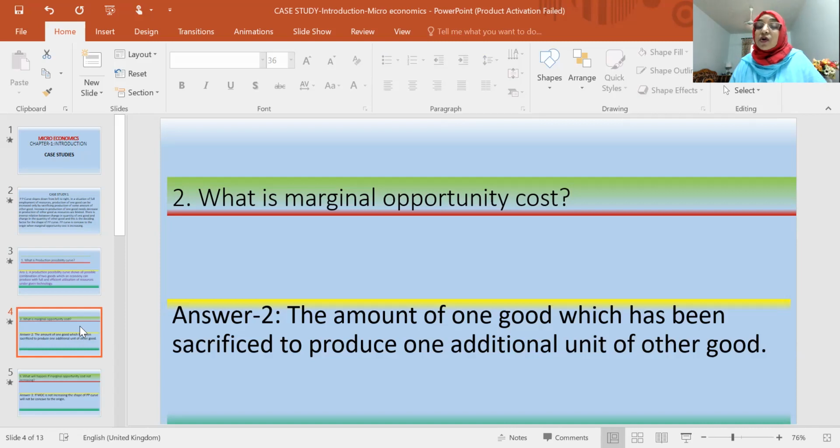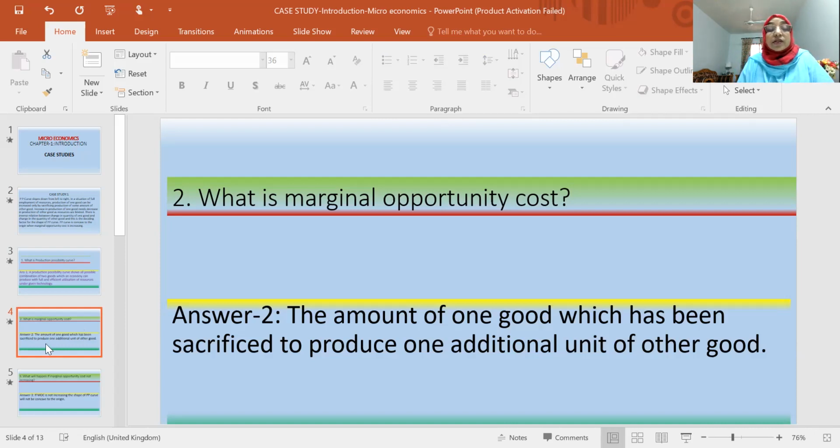is the amount of one good which has been sacrificed to produce one additional unit of another good. If there are two goods, A and B, and an economy wants to produce more of good B, the amount of good A sacrificed to produce one additional unit of good B is called marginal opportunity cost. One additional unit of good B.